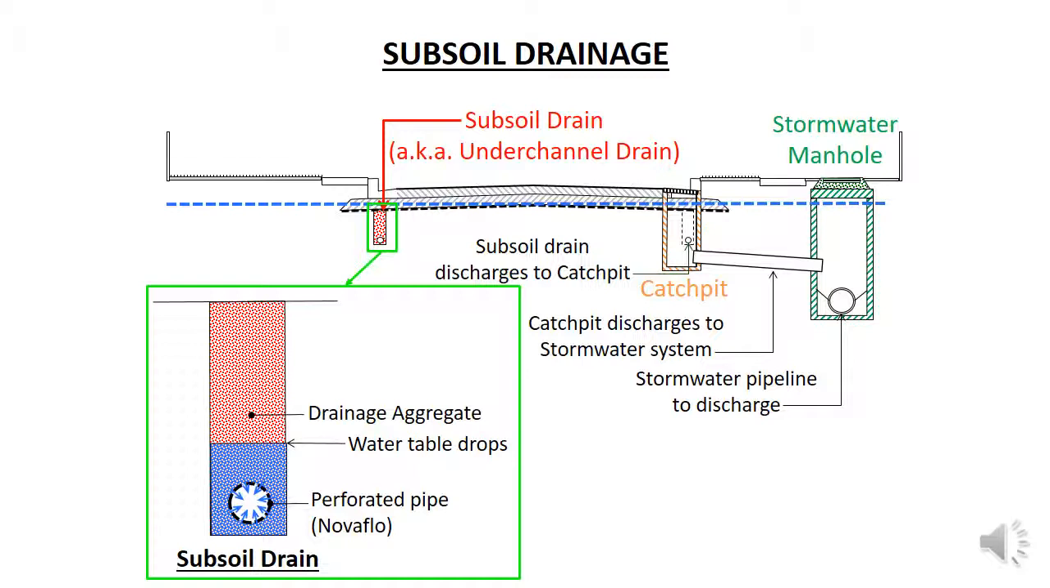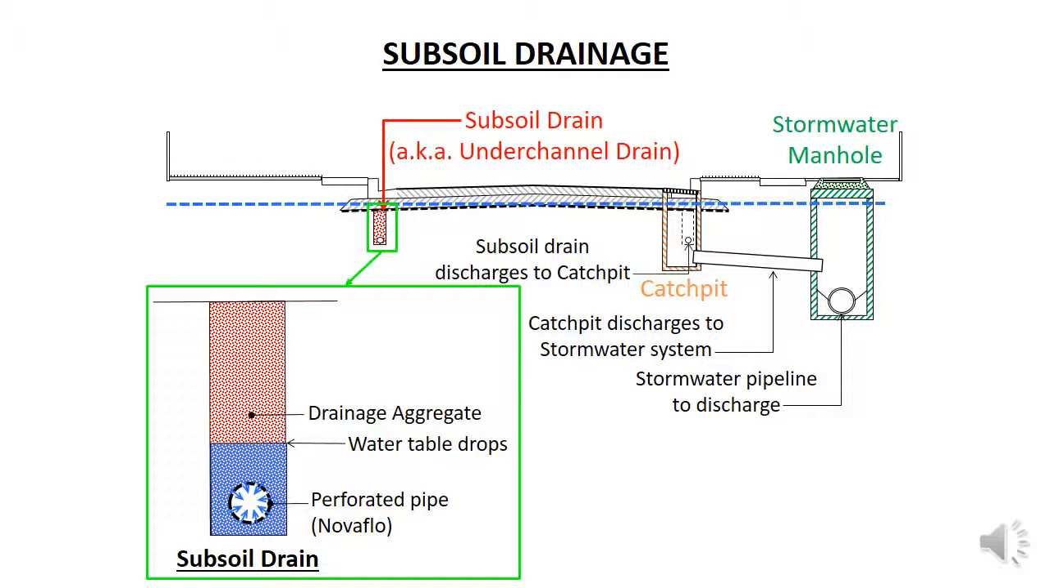The trench is filled with drainage aggregate, which is gravel with no fine particles, to allow maximum water flow to the pipe. The subsurface water flows into the pipe through the perforations, then flows along the pipe to disposal.